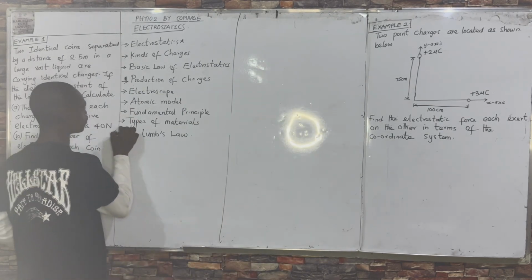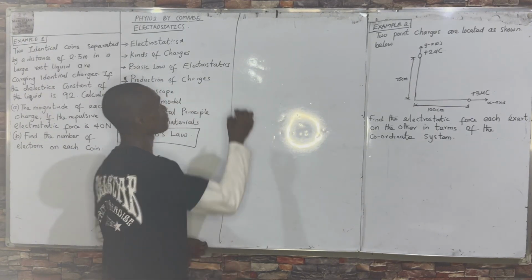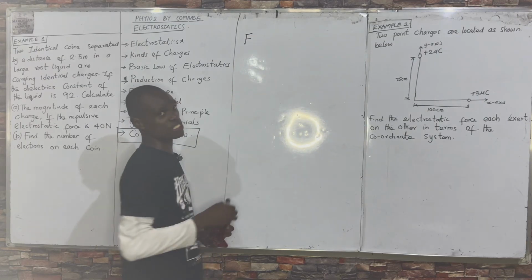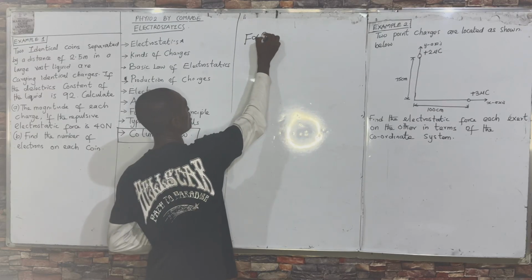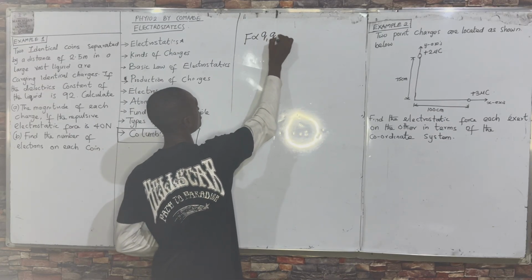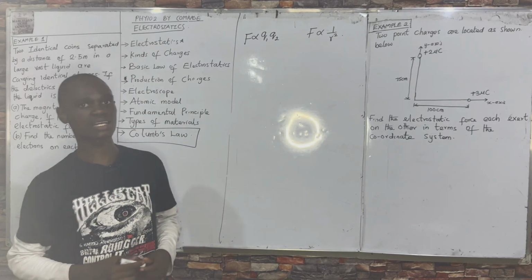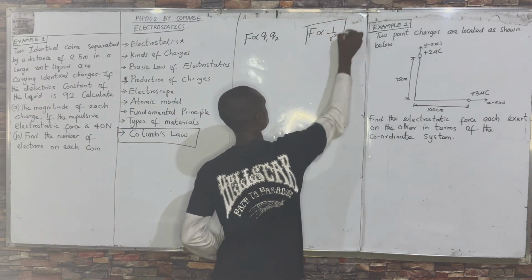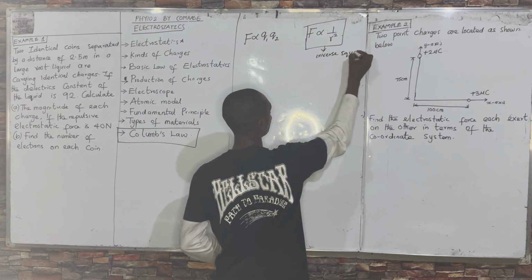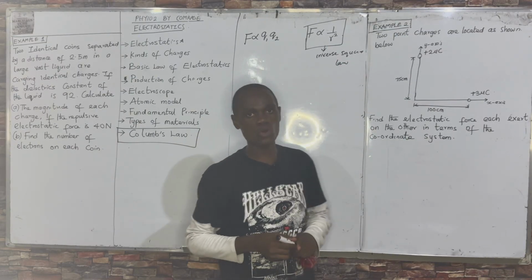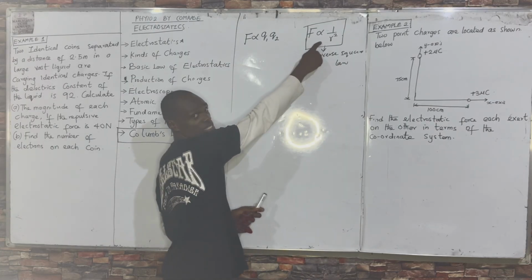So the next one is now Coulomb's law, which is very, very important. Coulomb's law states that the force of attraction or repulsion between two point charges is directly proportional to the product of the charges, and the force is inversely proportional to the square of their distance. Because of this, we can say that Coulomb's law is an inverse square law. It means that as the distance increases, the force decreases. That's the meaning of this.